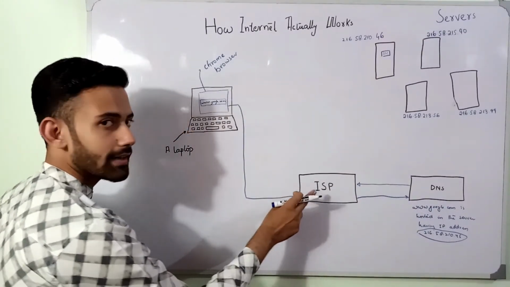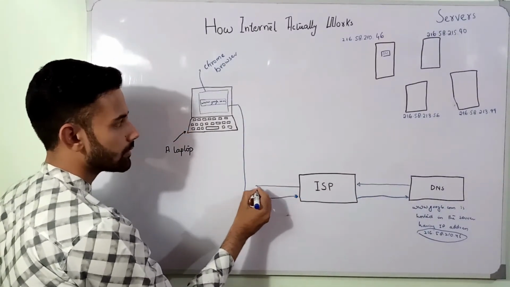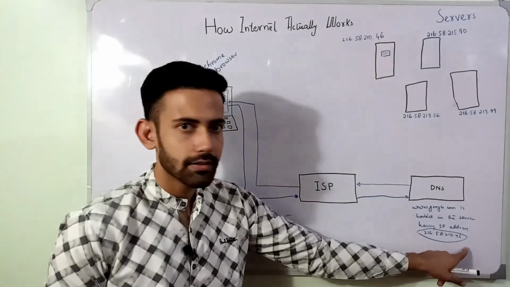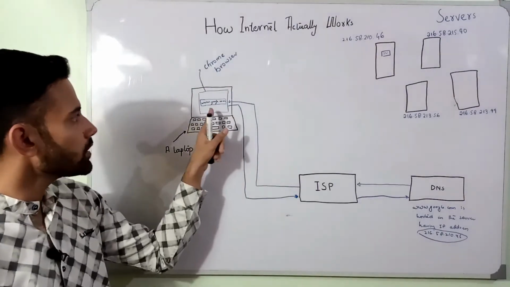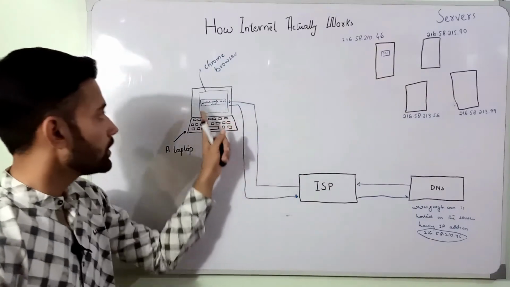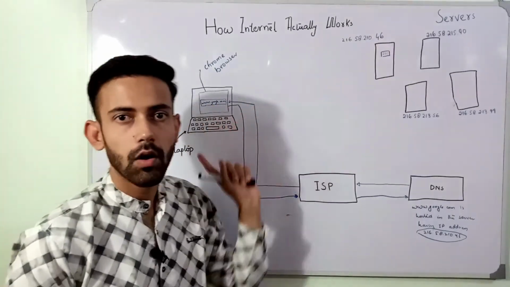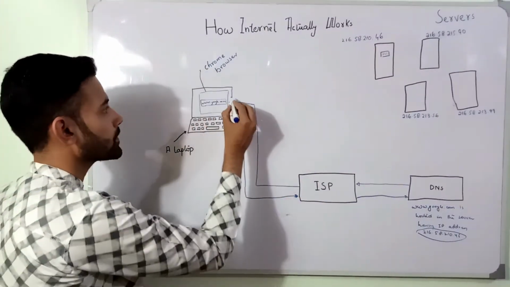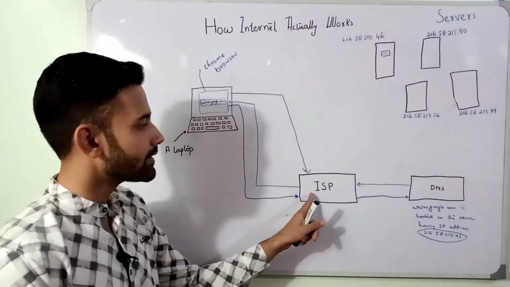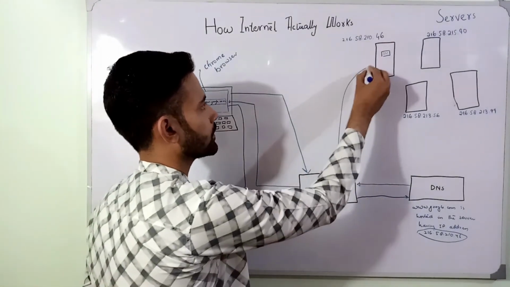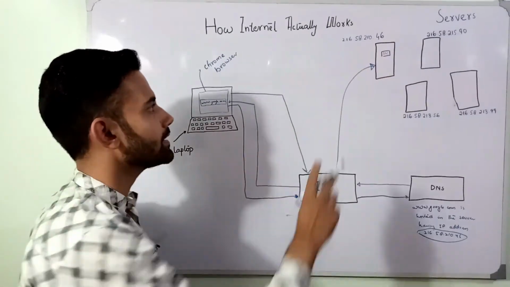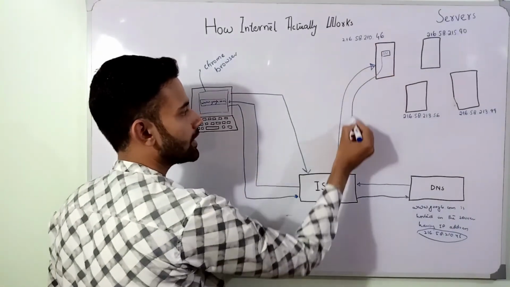Now this ISP, the internet service provider, will send this back to the browser. Once this IP address is sent back to the browser, the browser knows that www.google.com is hosted on this server. Now the browser will send a request to this server. How will the browser send the request? Exactly the same. It will send the request to the ISP. The ISP then sends the request to this server.